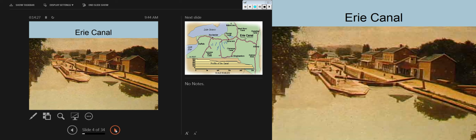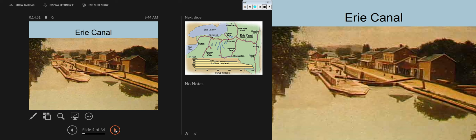Erie Canal. Has anybody ever been along the Erie Canal? You can still visit. You can still ride on the Erie Canal. We have little tourist type trips down the Erie Canal. Has anybody ridden down the James River Canal? Cool. So this is something that's important to bring up as well.